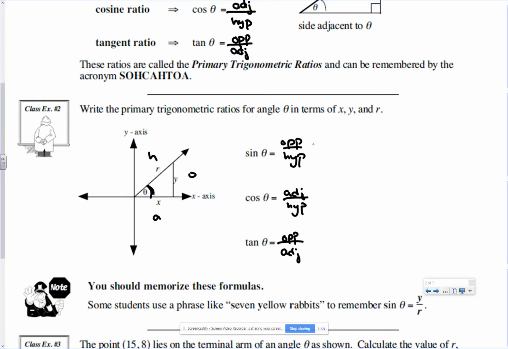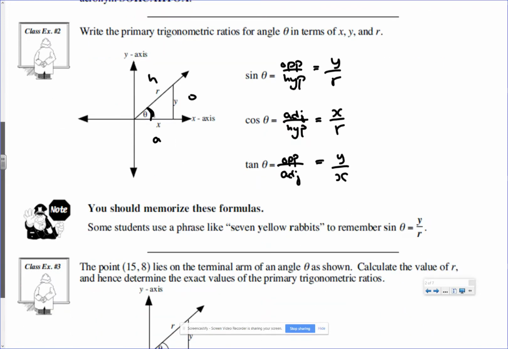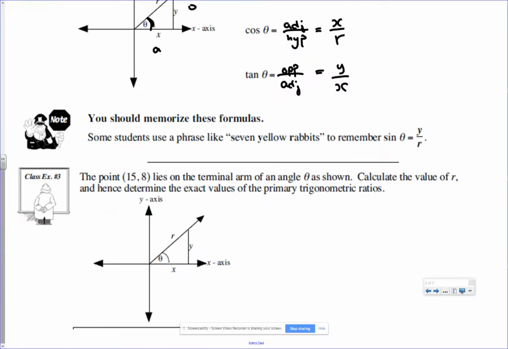So sine would be y over r. Cosine would be x over r, and tangent would be y over x. And you can memorize those. Again, you can find them by just remembering SOHCAHTOA and then relating that back to your triangle.